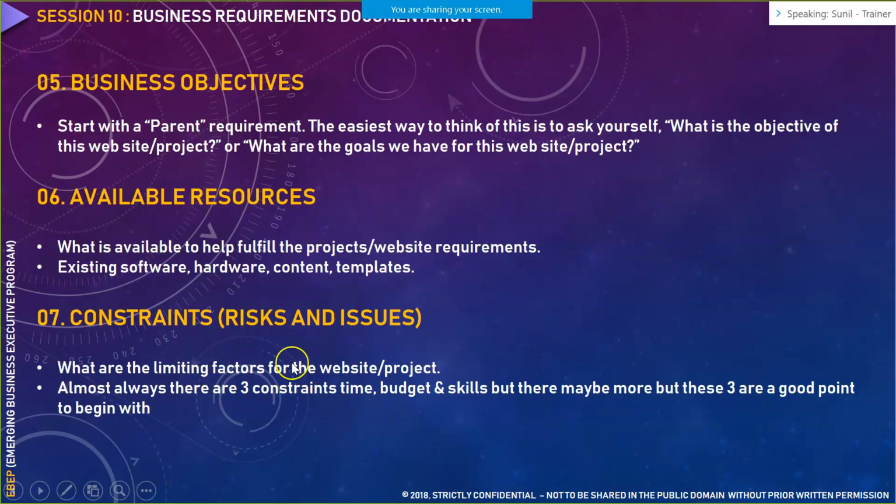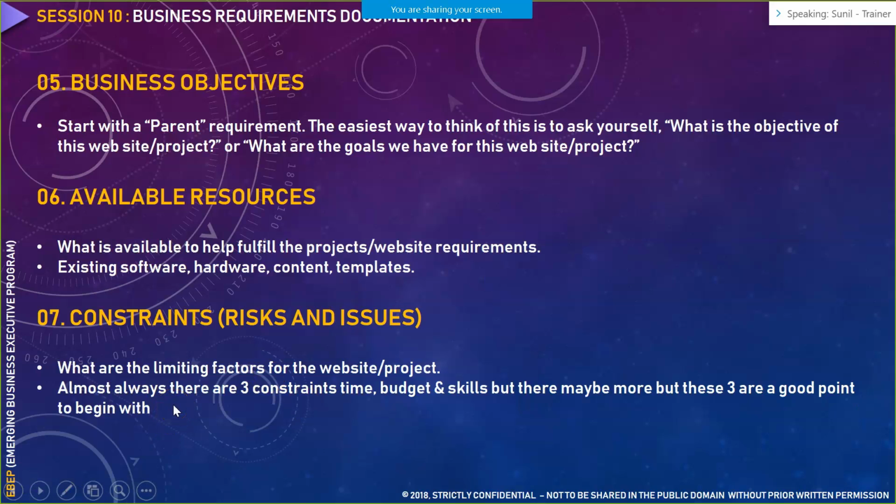Then if there are certain constraints, some risks and some issues. Risk is a probability that something would happen, and issues are something that is already known to you. So those things you can highlight under constraints. What are the limiting factors for the website or project? A limiting factor could be a dependency on any third party COTS package. COTS means commercial off the shelf package, wherein you buy third party vendor software and directly integrate it with your system and start using it. If there are any such constraints, then you have to highlight them there.